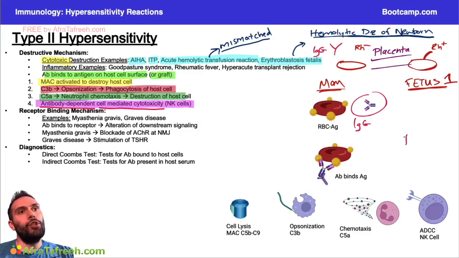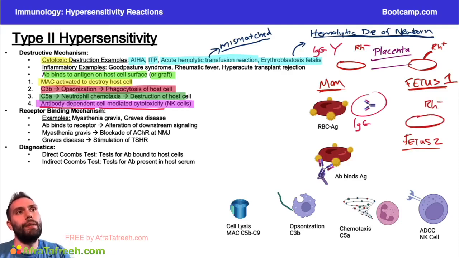For baby number 2 though, okay, let's say mom has a second baby, and let's say this baby is Rh negative. So if this baby is Rh negative, it's unlikely that mom would target this baby with antibodies, right? Because there's nothing to target. This antigen isn't there. There's nothing for the antibody to bind to. Mom's Rh negative, baby's Rh negative. So if fetus number 2 is Rh negative, we wouldn't have anything to worry about.